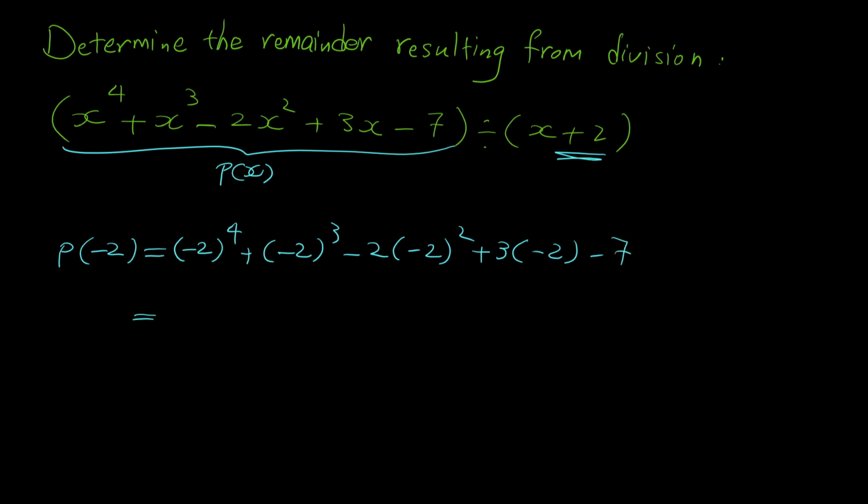Always be careful with negative numbers. Negative 2 to the 4 is 16, negative 2 to the 3 is negative 8, negative 2 to the 2 is 4, but times the negative 2 that is outside is negative 8. Then we have negative 6 minus 7. 16 minus 8 is 8. Then 8 minus 8 is 0. 0 minus 6 is negative 6. Negative 6 minus 7 is negative 13. So the remainder is negative 13. As you can see, with the aid of the remainder theorem, we can answer questions easily.